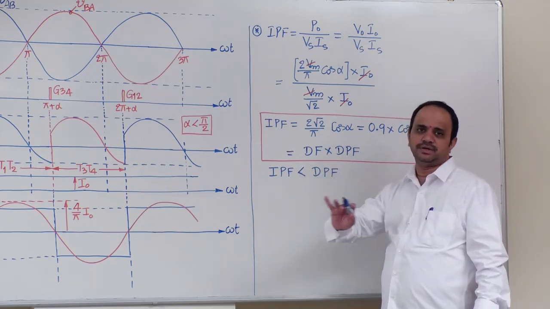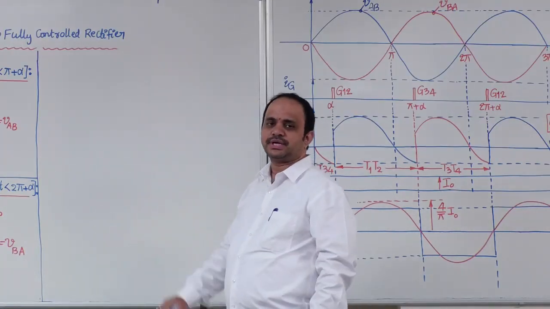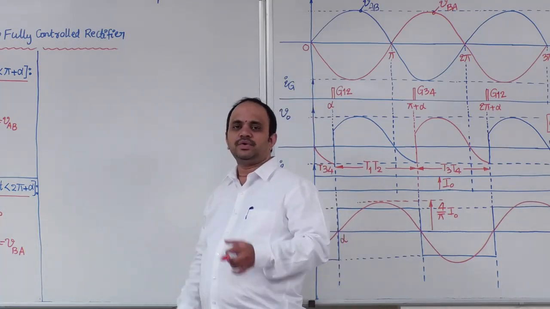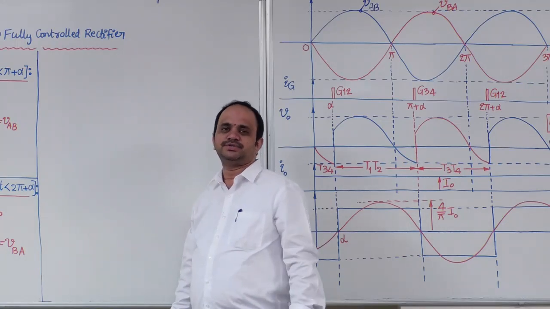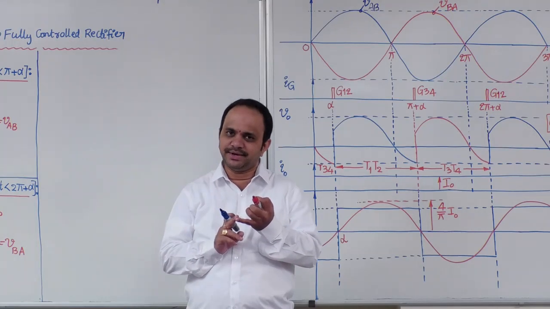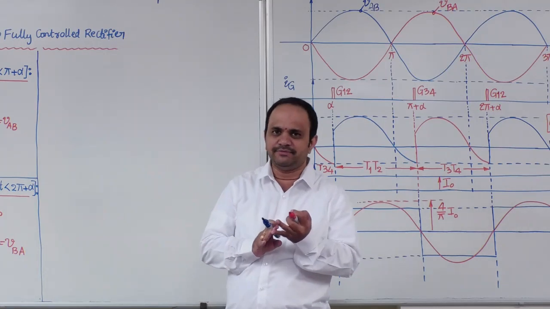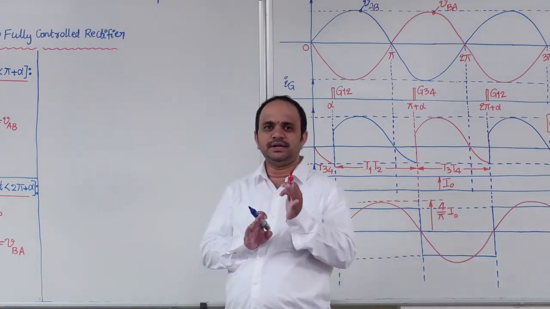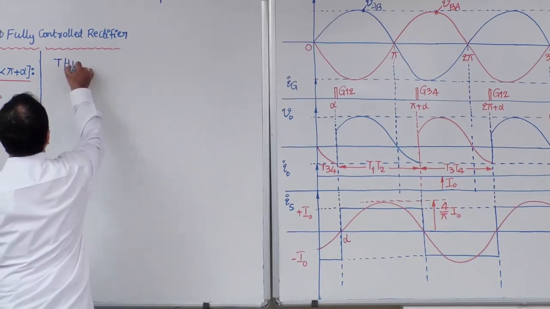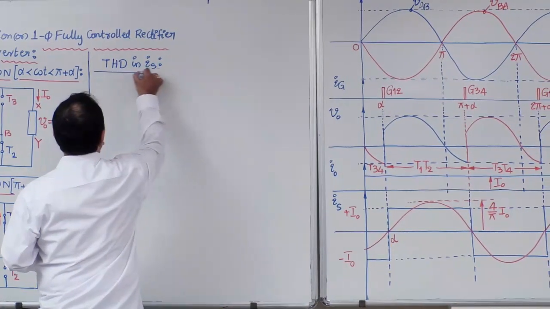Very important conclusion. Now there is another property of source current. In the beginning of the rectifier chapter I told you, whenever you have an AC waveform that is non-sinusoidal, you have to define two factors: one is distortion factor, another is total harmonic distortion. Distortion factor we have already defined, and we got 0.9. Now let us find out THD in the source current.